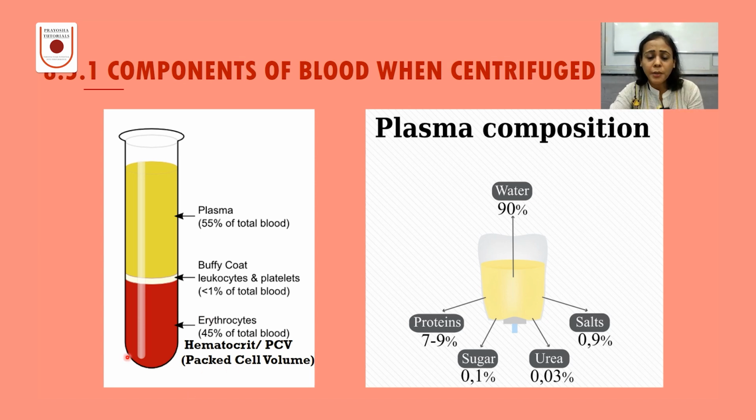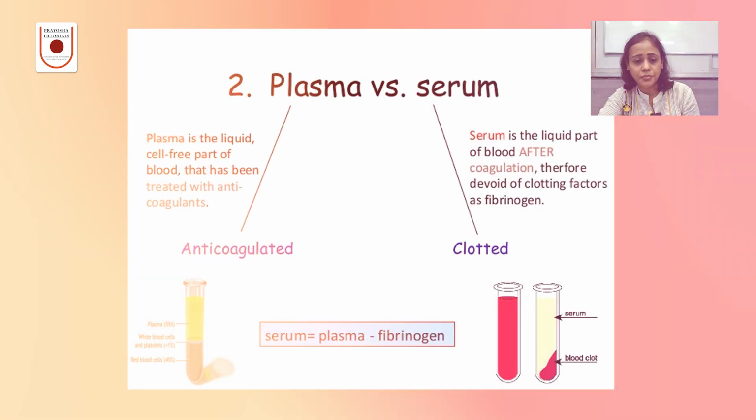So the heavier component, the erythrocytes, the red blood cells, form 45% and will settle at the bottom. That is the packed cell volume or the hematocrit. Above that, we have the WBCs, which form a buffy coat, and the lightest one, the liquid part of the blood, is the plasma, which is 55% of the total blood. Plasma in turn is made up of water, proteins, sugar, urea, and some amount of salts.